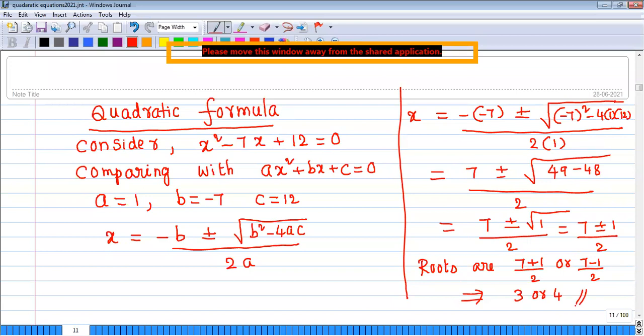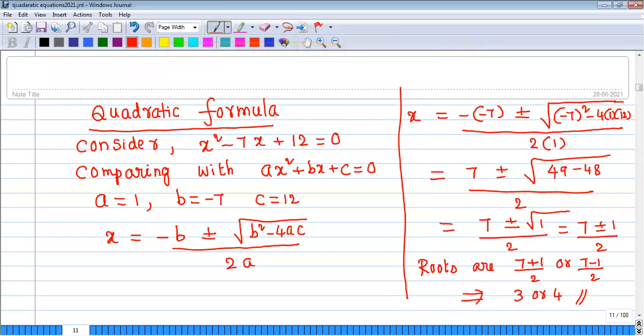So that means whenever you are not able to find the roots of a quadratic equation with the help of the factorization method, the quadratic formula method we can easily use to find them. Just a simple formula, substitute and simplify, and you will get the answer.